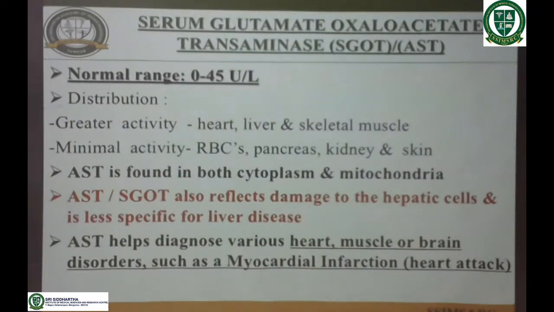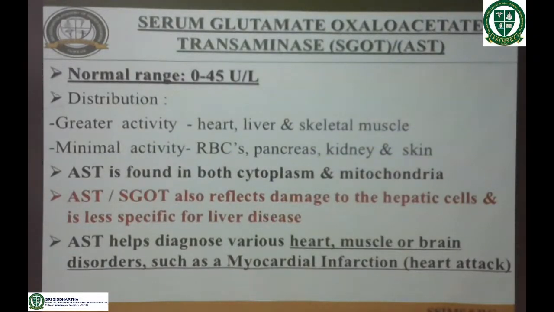When it comes to the distribution, it is majorly distributed in the heart, liver and skeletal muscle. The SGOT activity is very high in the heart, liver and skeletal muscle. We can see lower activity in the pancreas, kidney and skin. This is the distribution of the enzyme and its activity. This enzyme is present both in the cytoplasm and the mitochondria.